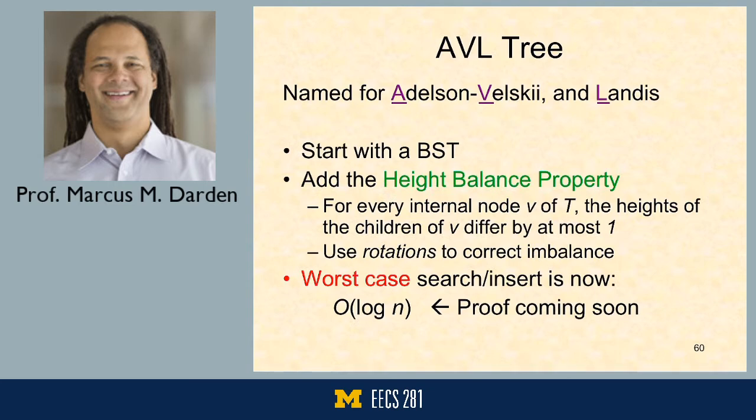Enter the AVL tree. This is named after its creators, Adelson-Velsky and Landis. And this is a balanced binary search tree. That's what it is. There's a number of ways to do it. Another one that's notable is a red-black tree. A red-black tree is slightly more performant than an AVL tree. However, it's vastly more complicated.